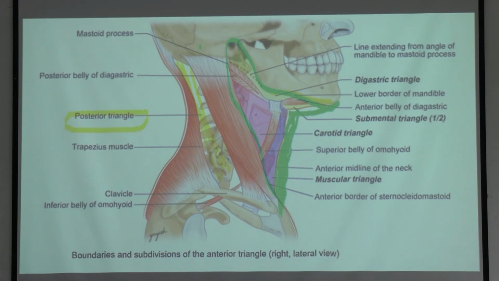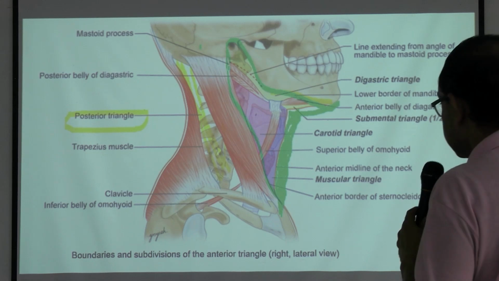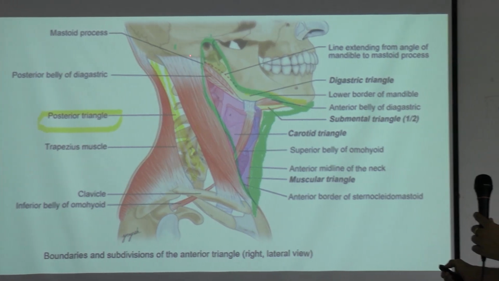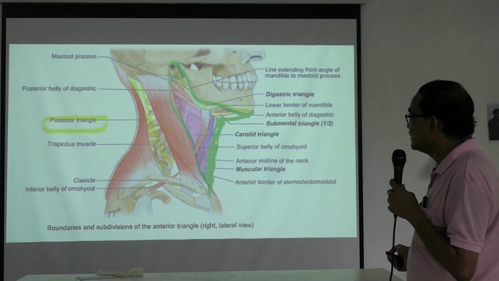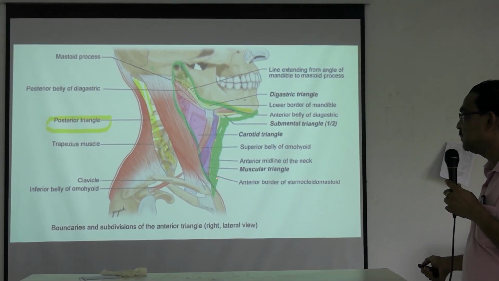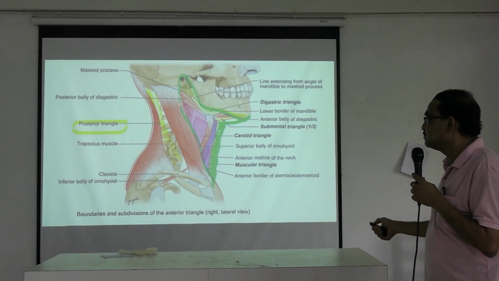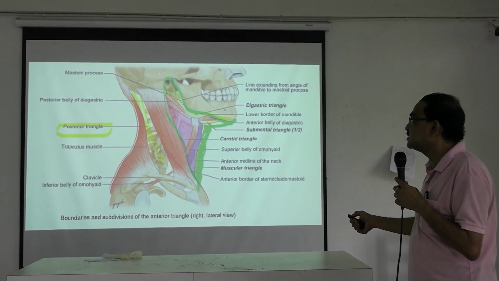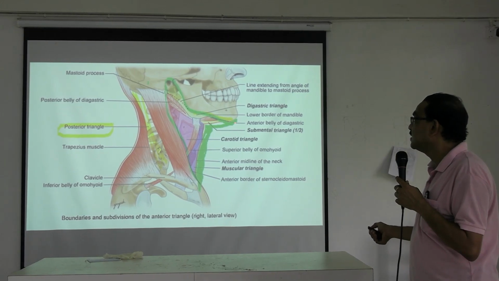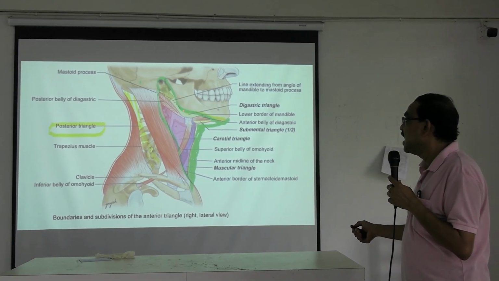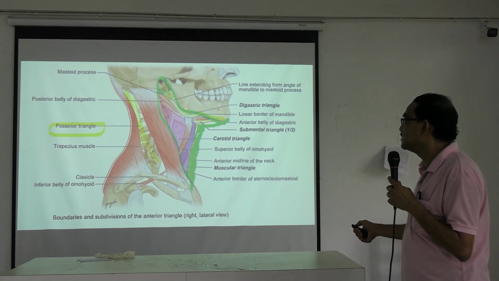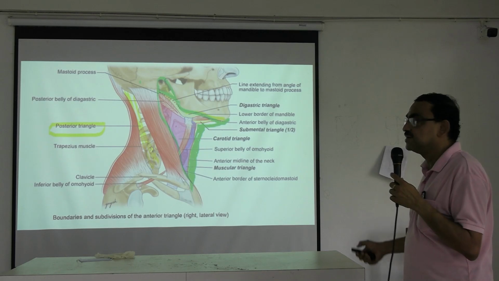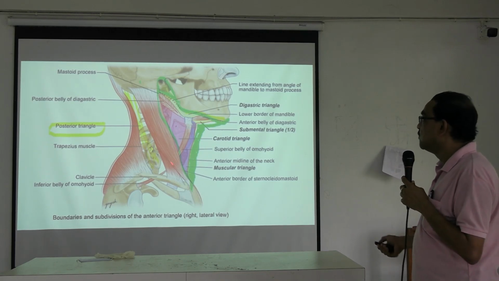Now this anterior triangle, you can see it here. This is the limit. In the midline, this is one limit. Posteriorly, this is by the anterior border of the sternocleidomastoid. Above, by the base of the mandible, and from the angle of the mandible, a line drawn up to the mastoid process. So this is the anterior triangle, and this is the posterior triangle.